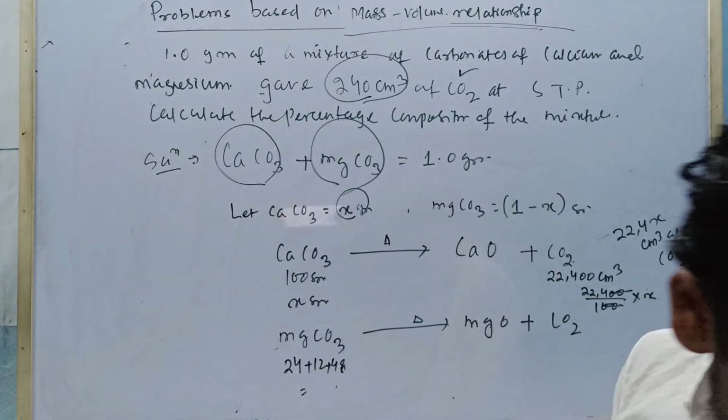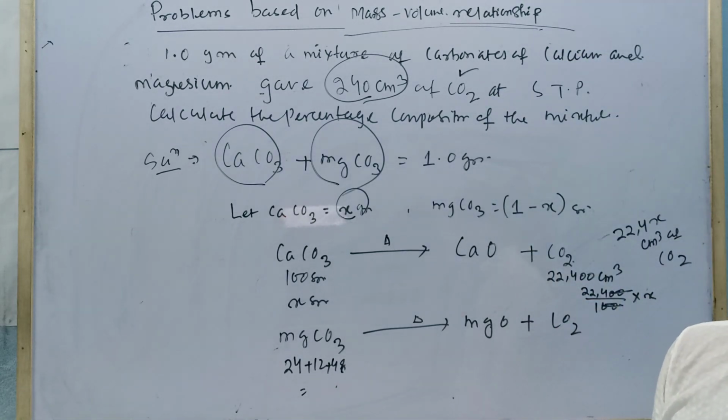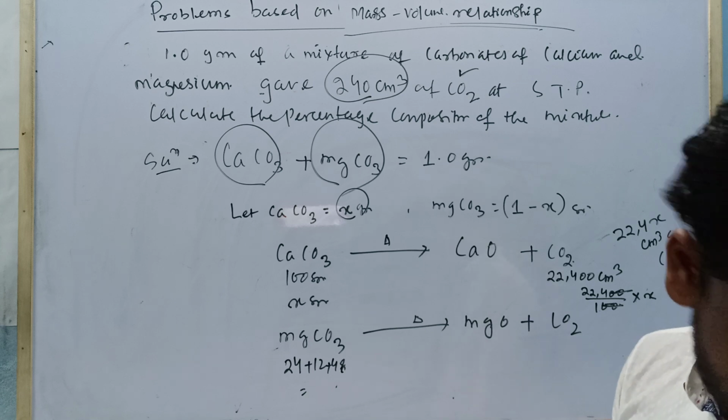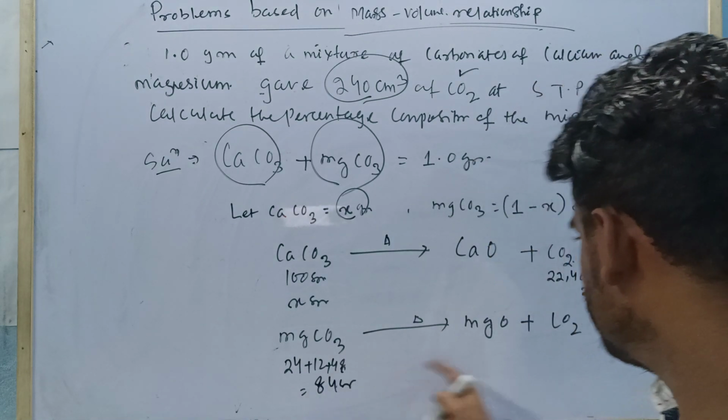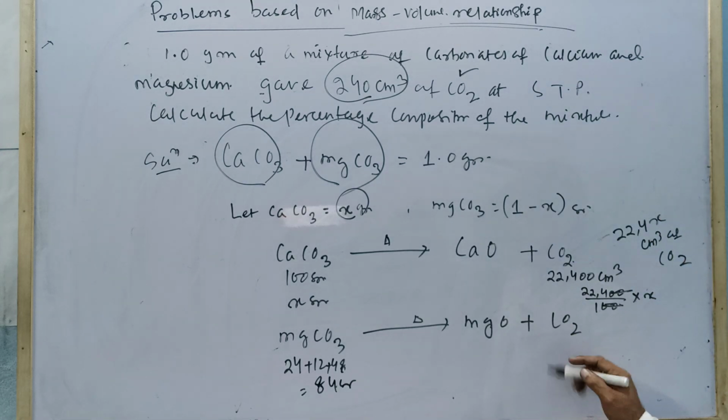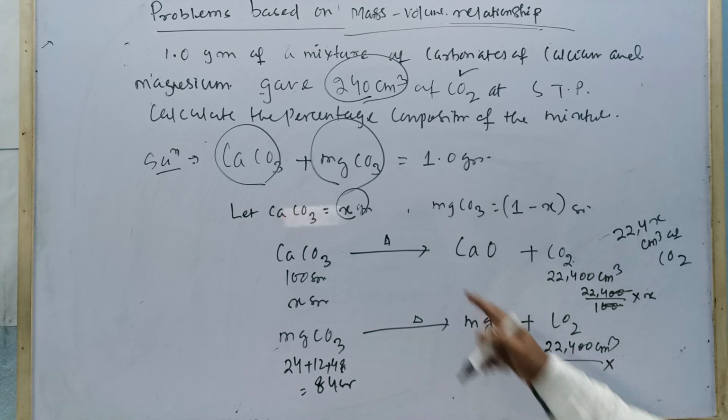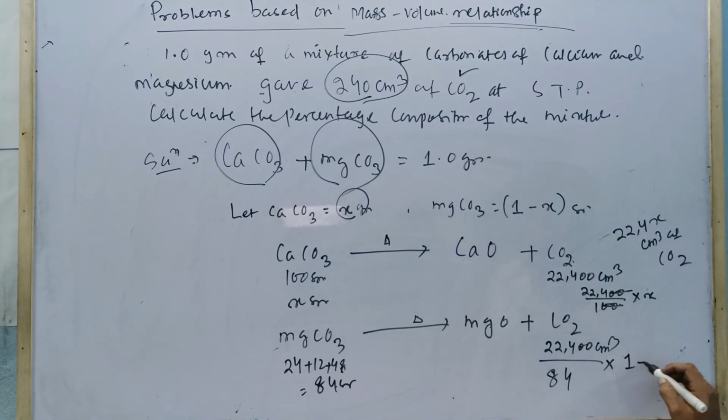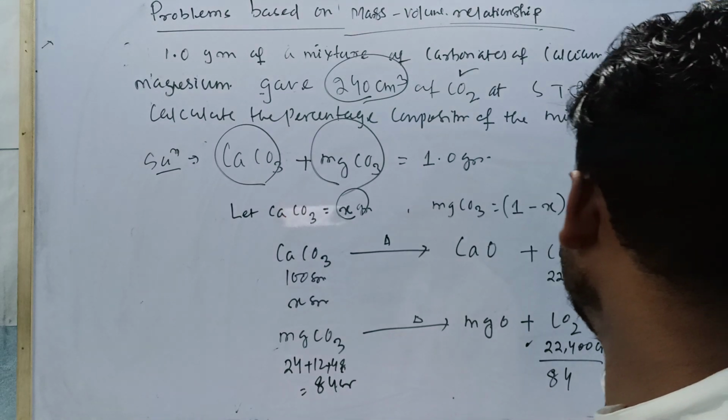This is how much? How much you tell me? That will be 84 gram. So here I can write 22400 centimeter cube divided by 84 into how much? Tell me. 1 minus x. Okay, so this much volume of carbon dioxide. So total will be how much? 240.